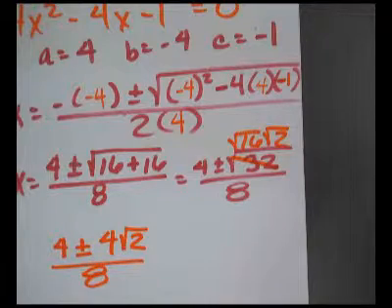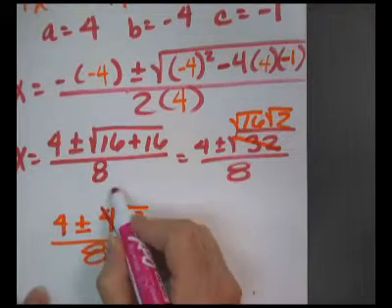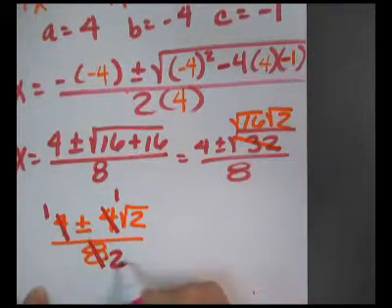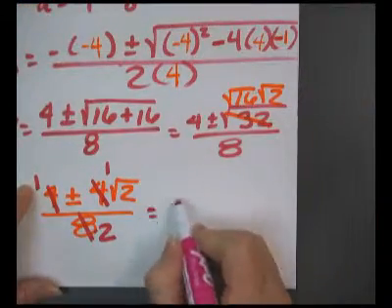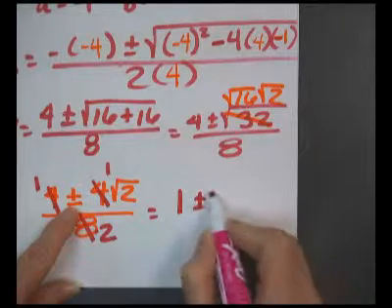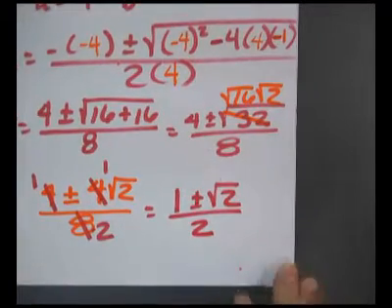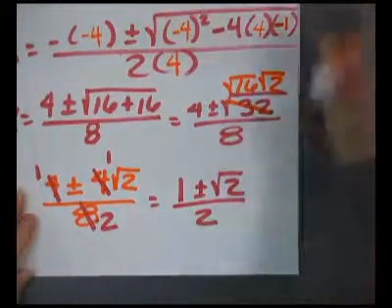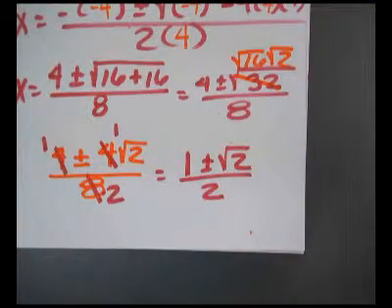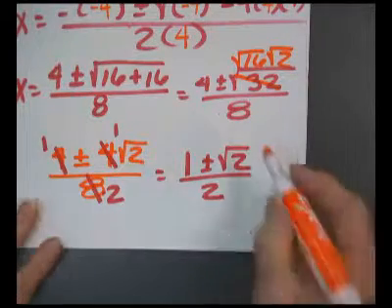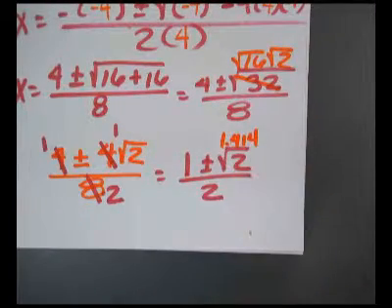Do these all three divide by something? 4. Okay? So we've got 1 plus or minus square root of 2 over 2. And we have to have that 1 there, right? You have to have the 1. What is the square root of 2? 1.414, whatever, that's far enough, okay?